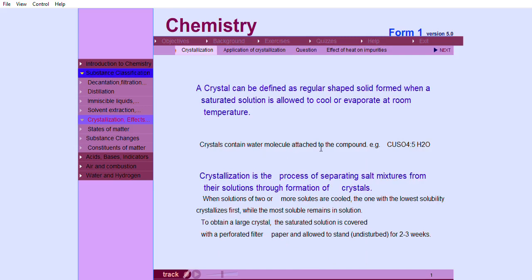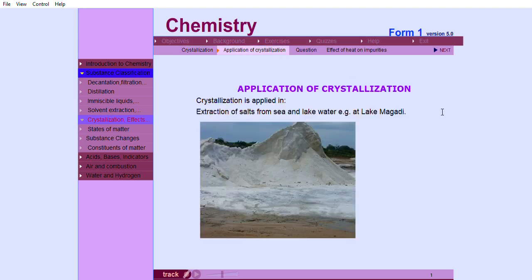The crystals formed can be washed with cold distilled water and dried in either direct sunlight or between two dry filter papers. To obtain larger crystals, the solution is heated in a water bath, which allows for slow evaporation. Common salt can be obtained from salty lakes such as Lake Magadi by the process of evaporation and crystallization.